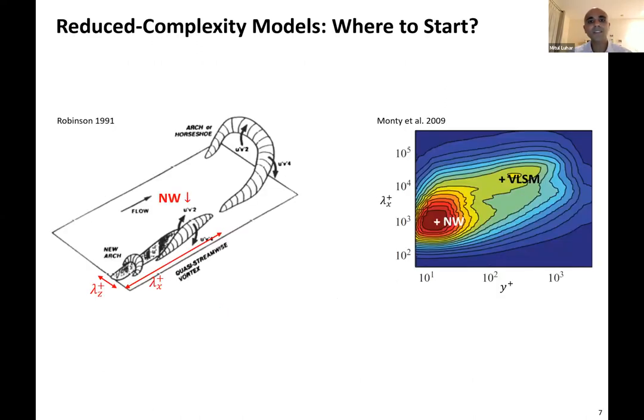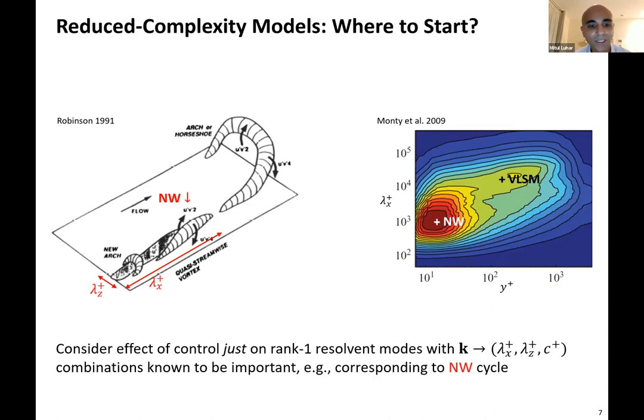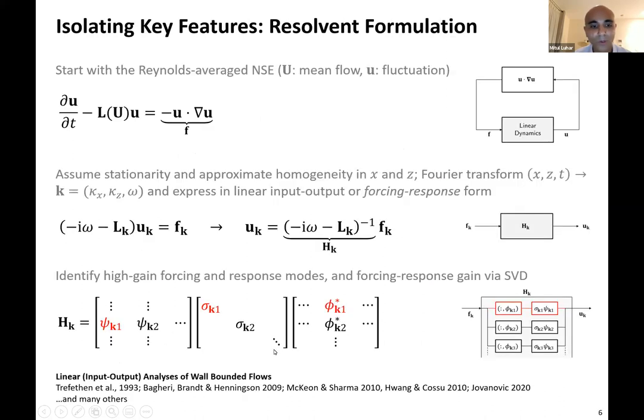Okay, so essentially what we're going to do, coming back to this picture, is just consider the effect of control on rank one resolvent modes. What do I mean by rank one resolvent modes? I mean we're only going to keep track of this first response mode and this first singular value. And that's because we find over and over again that the first singular value tends to be much, much higher than subsequent singular values for wave number frequency combinations that are energetic in natural flows, which means that we can get away with this rank one approximation.